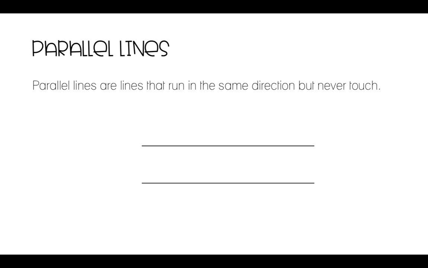So let's just begin by recapping parallel lines and what that means. Parallel lines are lines that run in the same direction but never touch. Like a train track, unless one of them diverts off that parallel path, they will always run in the same direction but never touch.